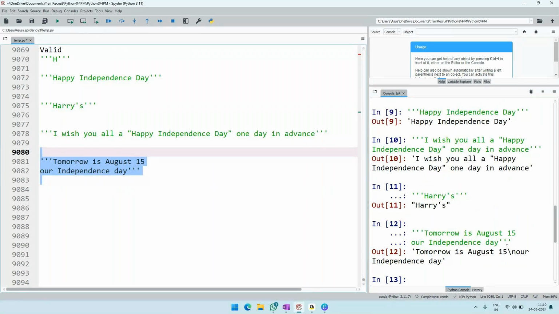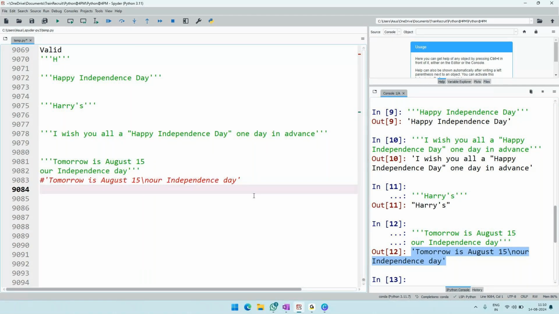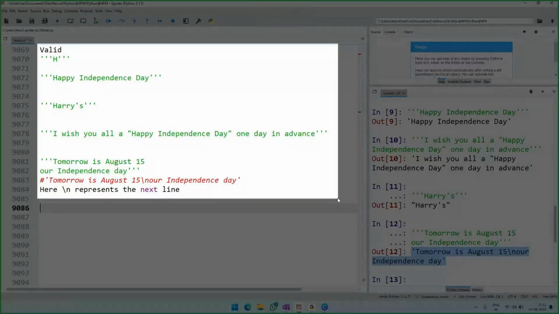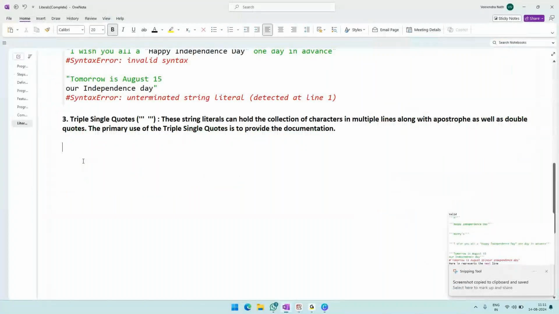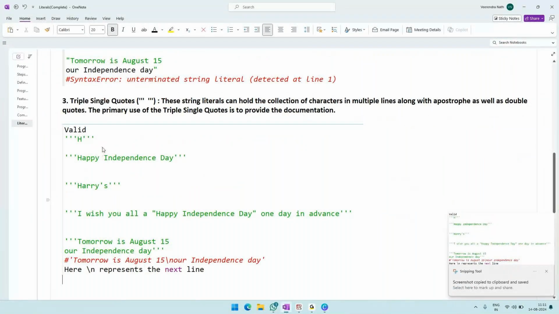The only thing here is that you are using slash n. What does slash n tell you? Slash n represents the next line. So in that way you are looking at the triple quotes. It will be used in documentation. Later on we will understand how we can use it in documentation and everything.